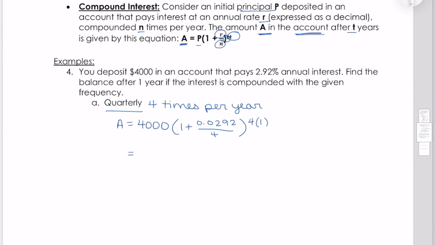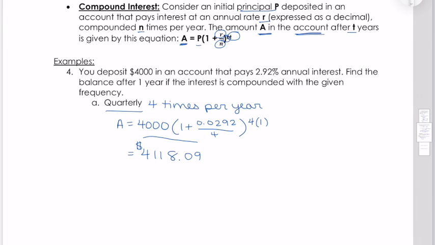Alright, plugging this into your calculator is kind of tricky. You have to use a lot of parentheses. So I end up writing, after I give you the answer, so $4,118 and about 9 cents is what you would get after a year in interest.